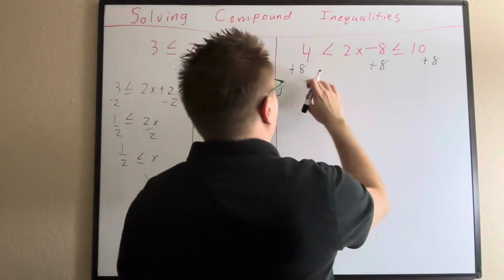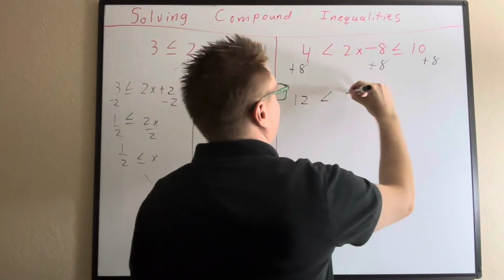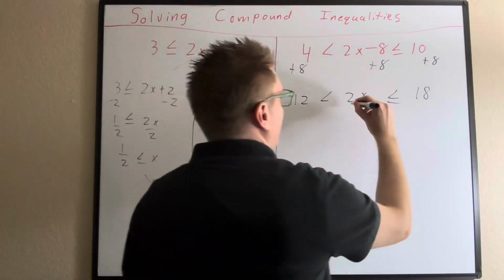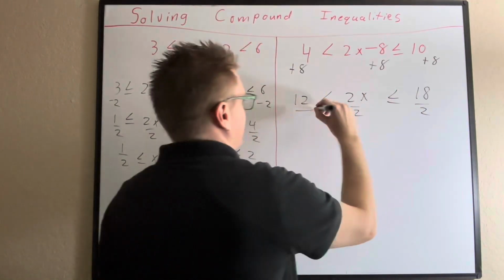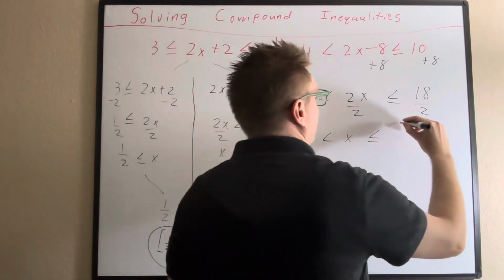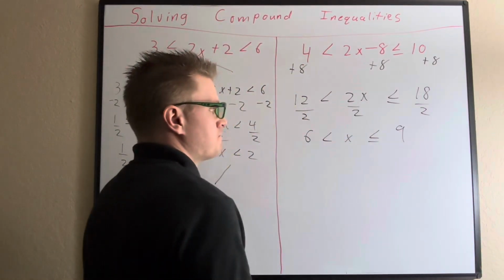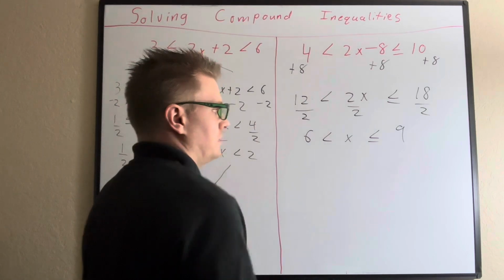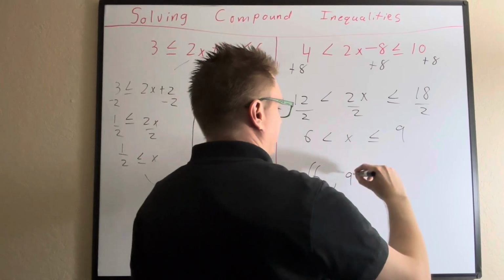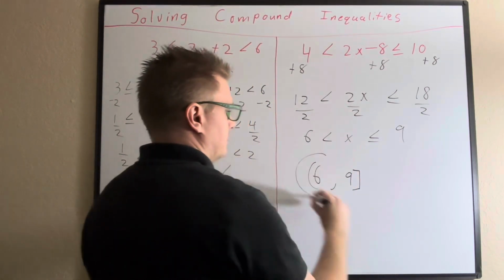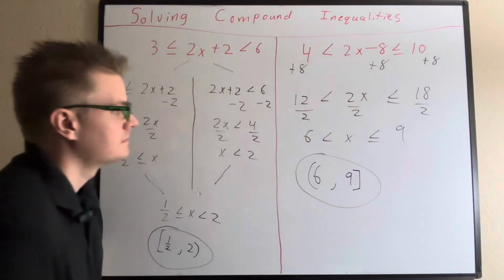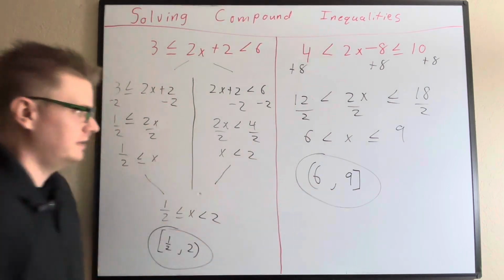Isn't that fun? Now, 4 plus 8 is 12, less than 2x, is less than or equal to 18. Not bad. Divide all three sides by 2. 12 divided by 2 is 6, less than x, less than or equal to 9. Not too shabby. 6, not included. All the way to 9. Include the 9, because it's less than or equal to, right? So we get the brackets. And that works. 6 is less than 9, right?